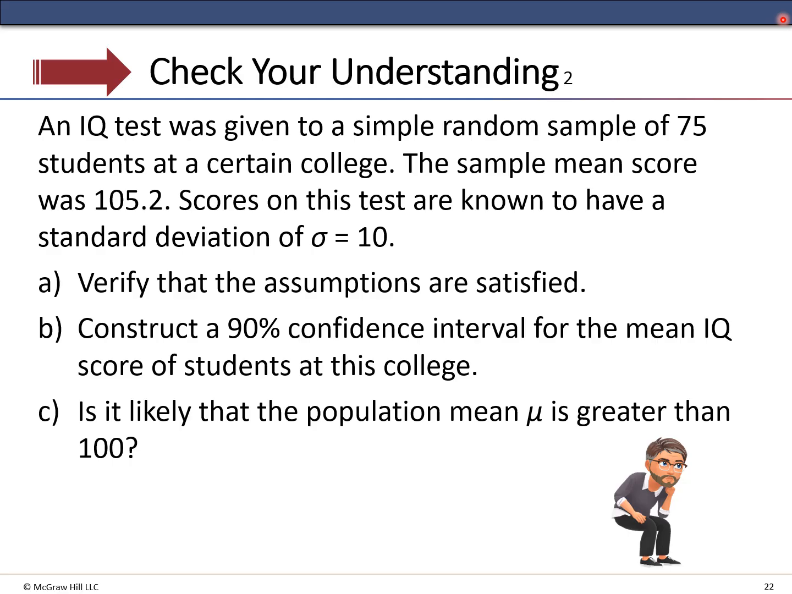And then the last question is whether this 100 is in our interval. Our interval has all values greater than 100, so it's very likely that the population mean is greater than 100.